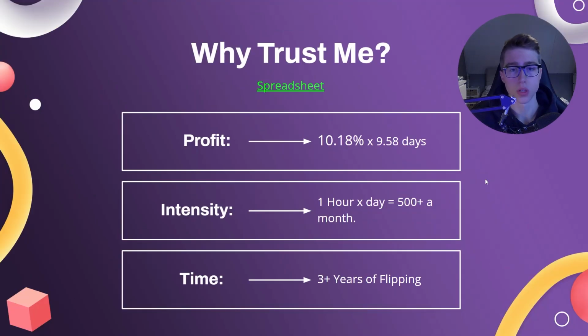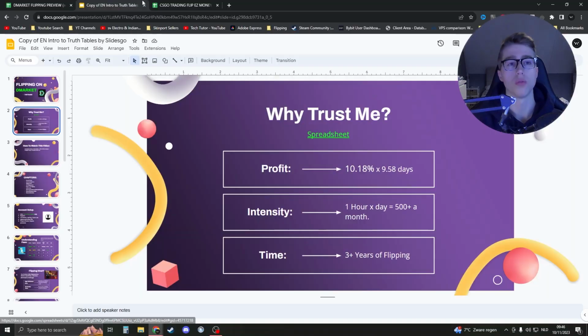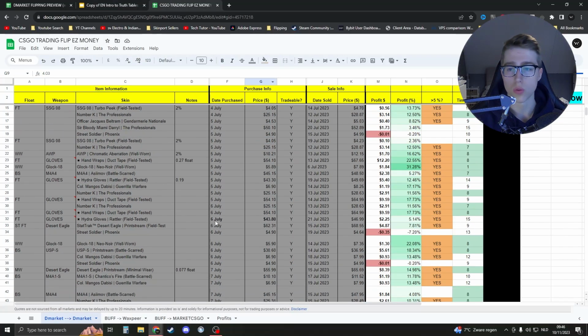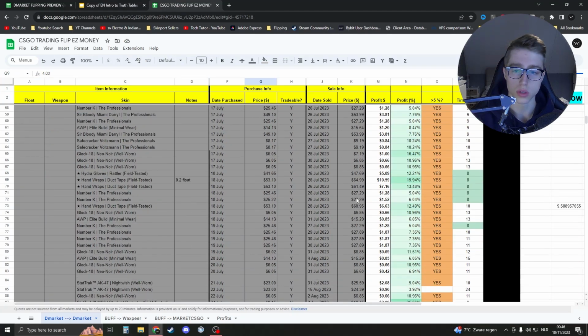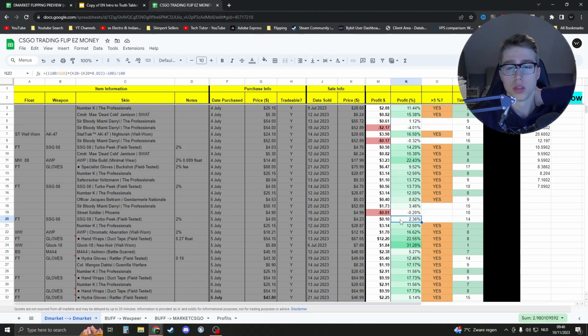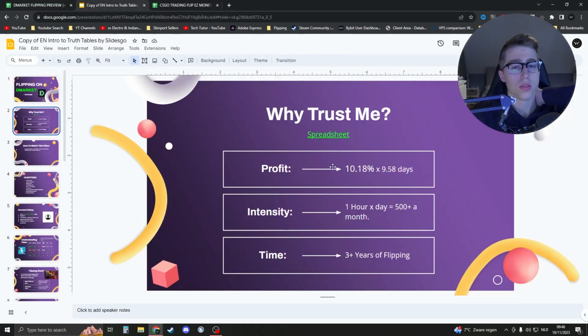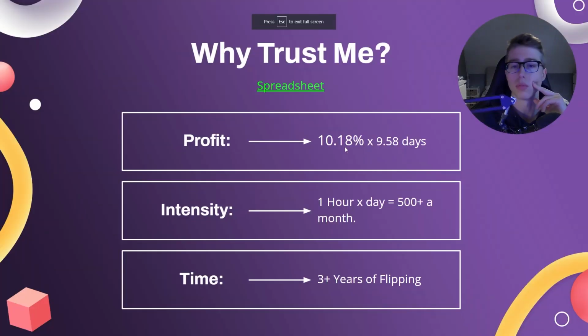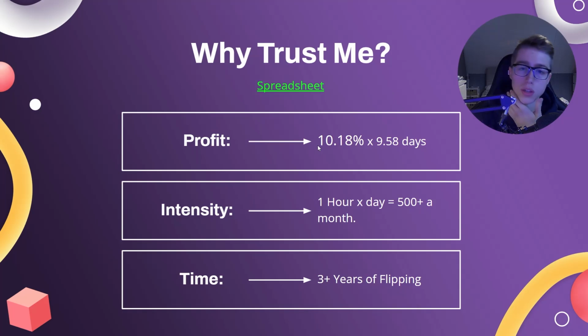Now, why should you trust me? Well, first of all, I'm going to show you my spreadsheet of my sales history on Dmarket. So this is just a little bit of what I did in order to sell skins on Dmarket. I had a pretty decent profit percentage, in the end 10.8%, and I made a trade every 9.58 days. That would mean you get a 30% return on investment in 30 days, which is very good for flipping. But I spent only 1 hour a day and I made more than $500 a month from this. So it was really a great side hustle to do.